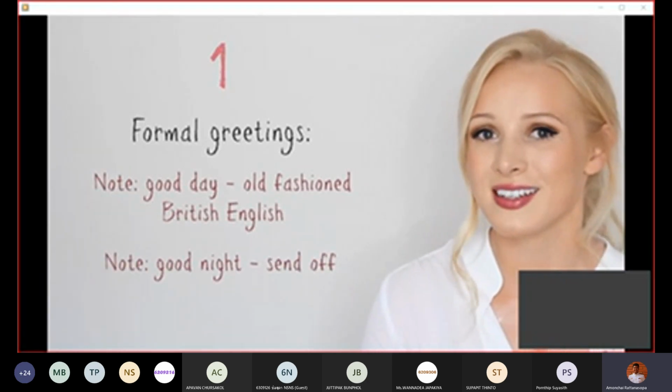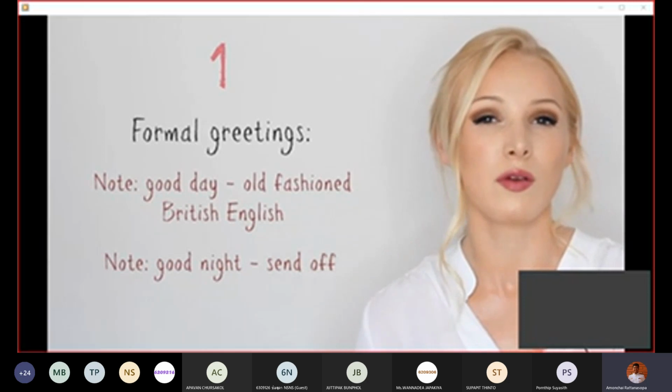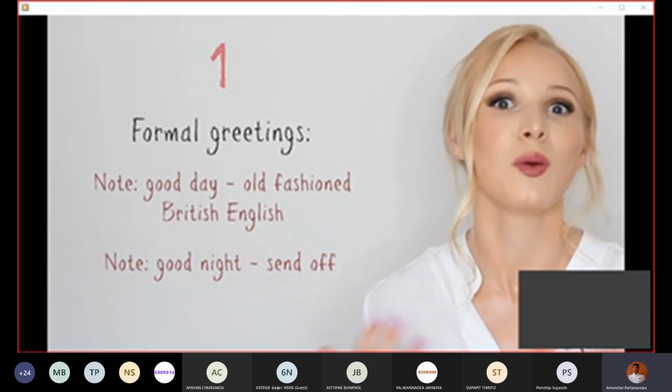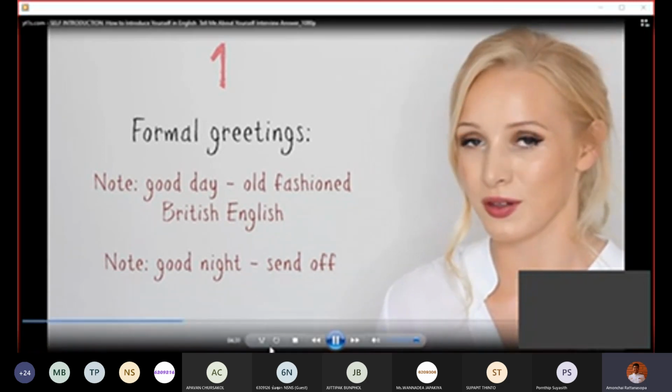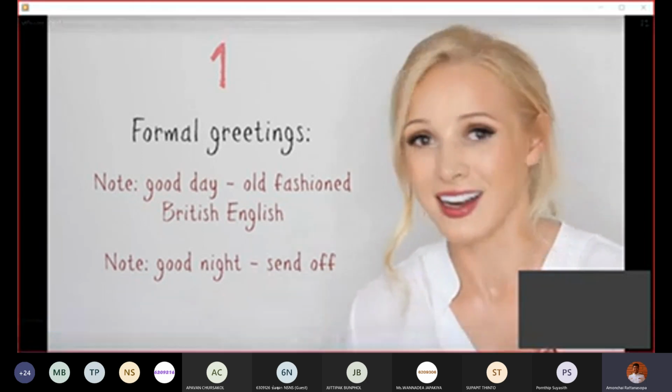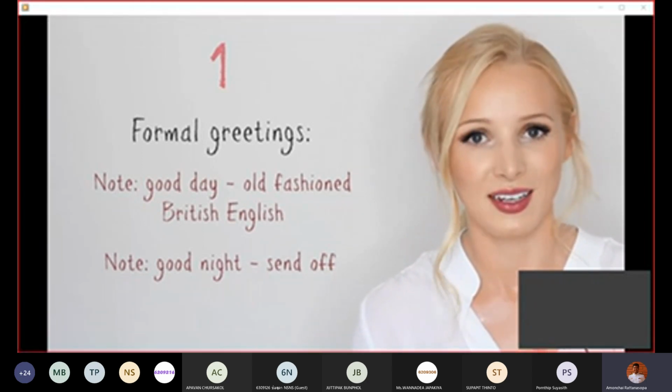Also note that good night is normally a send-off, an equivalent for goodbye. You say it when you are leaving instead of when you are greeting someone. If you're introducing yourself in the nighttime, you would say good evening.